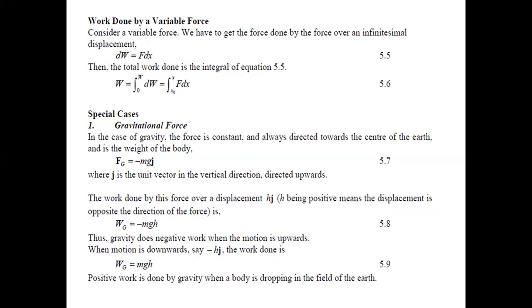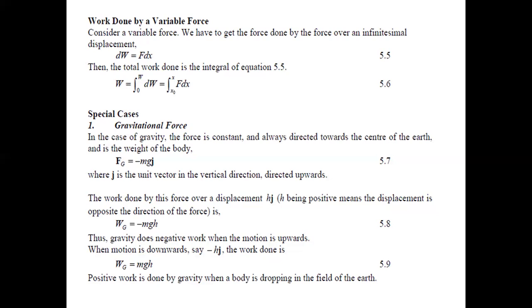W_G will then be equal to minus mgh. So the angle between them is 180 degrees. That is mg times h cos 180. Cos 180 degrees is minus 1. That's why W_G equals minus mgh. Thus, gravity does negative work when the motion is upward.